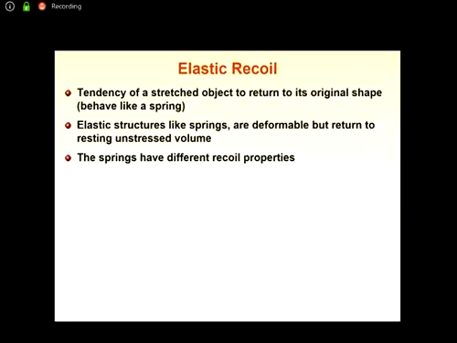So when we talk about elastic recoil, we need to understand what elastic recoil means. Elastic recoil is the tendency of a stretched object to return to its original shape, and it behaves like a spring, a coil spring. Elastic structures like springs are deformable, but return to resting unstressed volume. And different springs have different recoil properties.